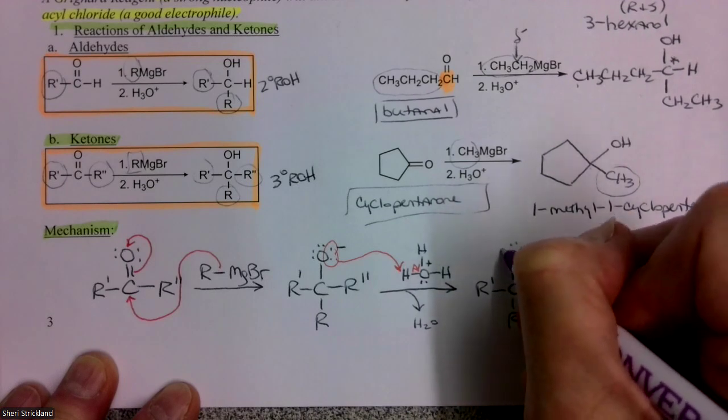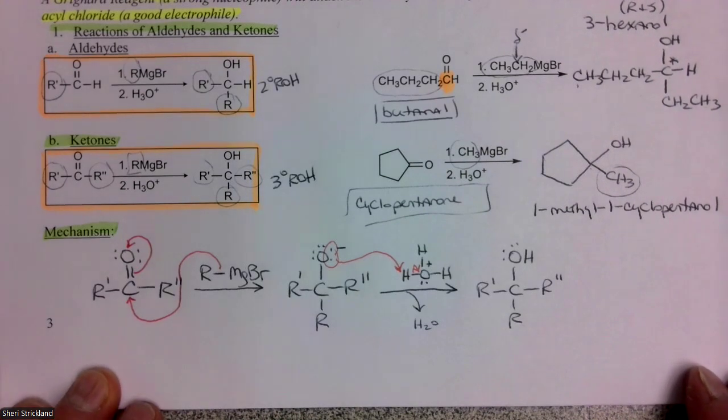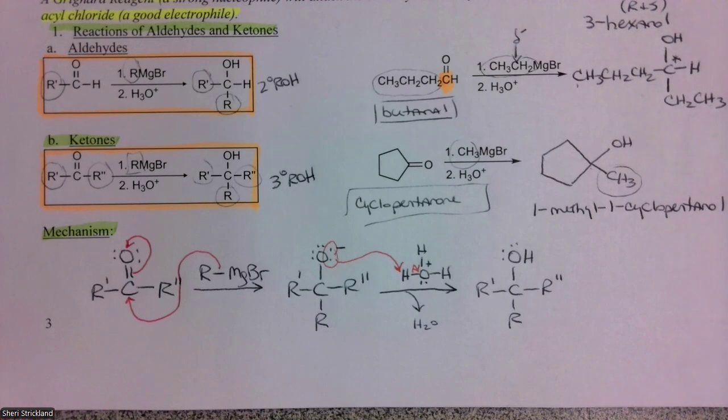All right. So that is the basic story on what the general mechanisms look like for these two different kinds of reactions of aldehydes and ketones, and the beginning of using Grignard reagents. If you have any questions, please send them to me.